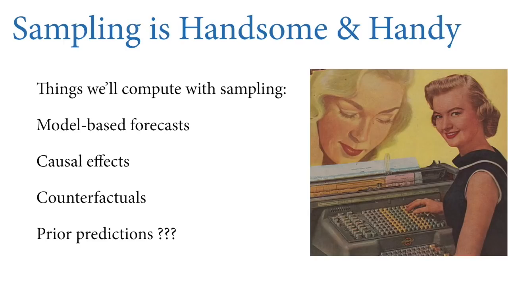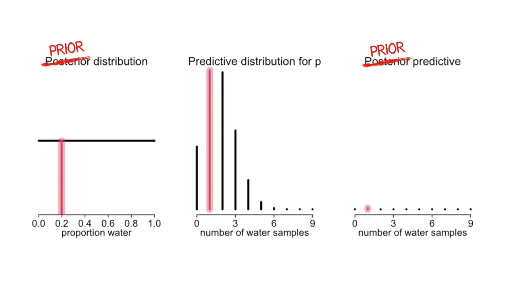And this thing that I call prior predictions, which is used a lot in this course to understand models and design them. I want to, as a last example, say what that means. Prior predictions are predictive distributions, but not for the posterior, but for the prior.